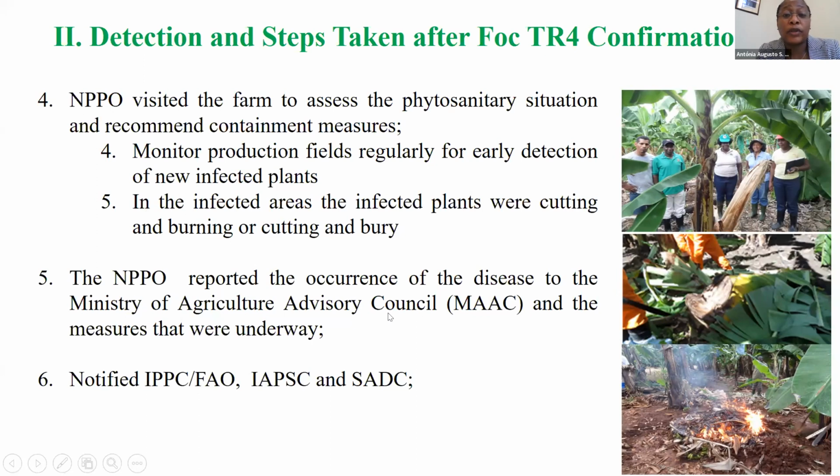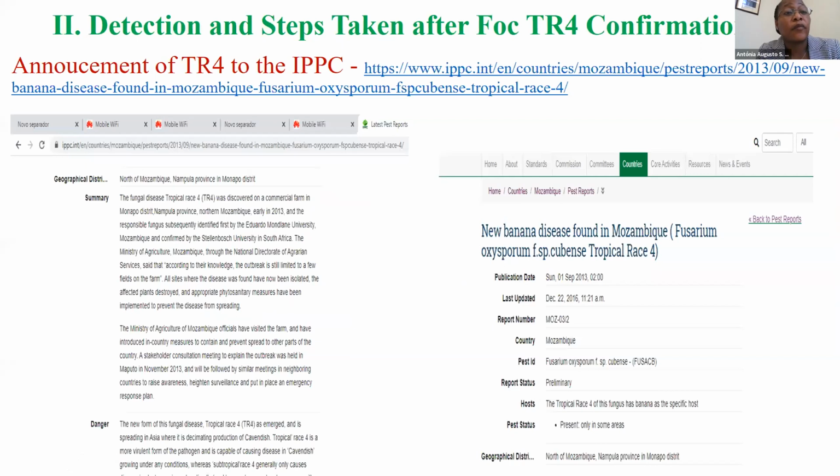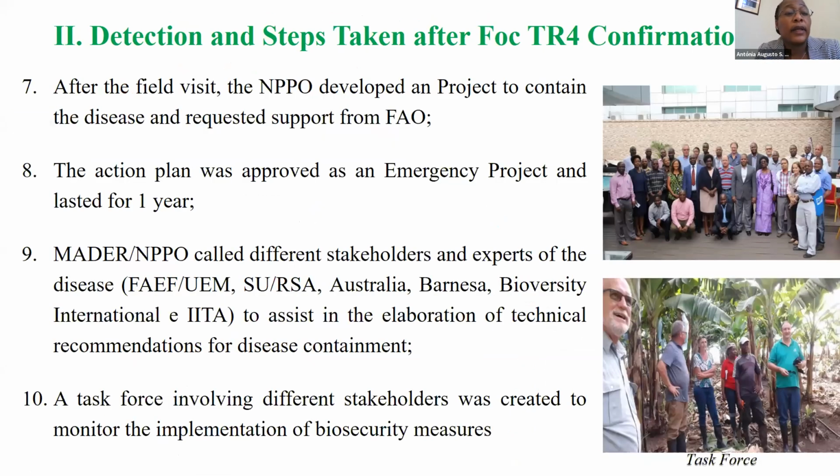Also, the NPPO reported the occurrence of the disease to the high level in the Ministry of Agriculture, along with the measures that were underway, and notified the IPPC, IPSAC, and SADC. This information is posted on the IPPC portal, announcement of Tier 4 in Mozambique in 2018.